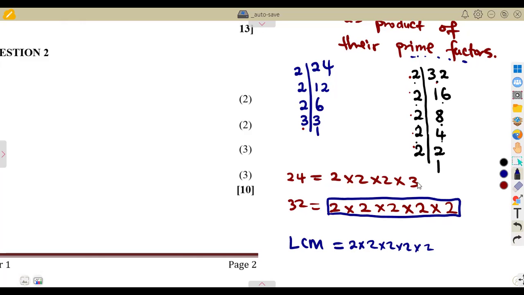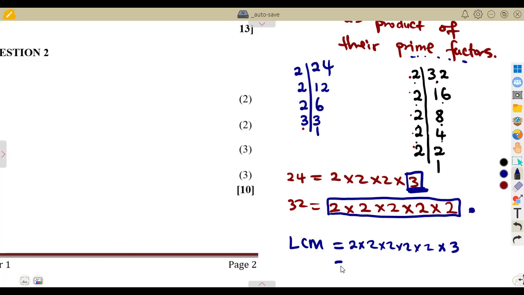Then you move on to the 3. Here we do not have a 3, but here there is a 3. Remember what I said about the LCM. It takes all values, all numbers. So meaning to say 3 must be there also. Even though we do not have a 3 here, for the fact that it has appeared here, it must be taken in the LCM. If it was for the HCF, we would not take it because it's a factor. But the multiple, it's a mother of all, so it takes everything.